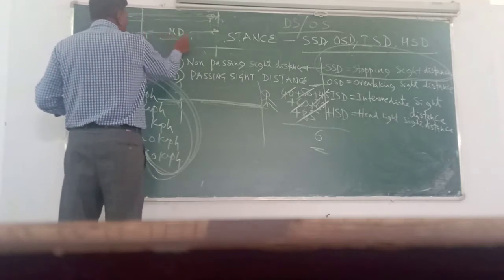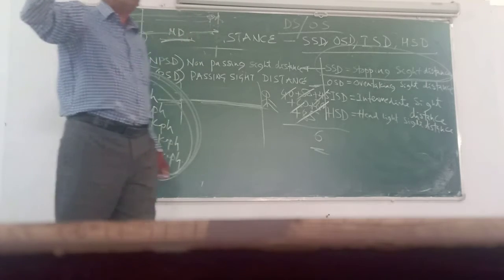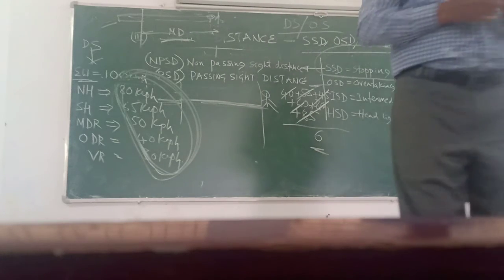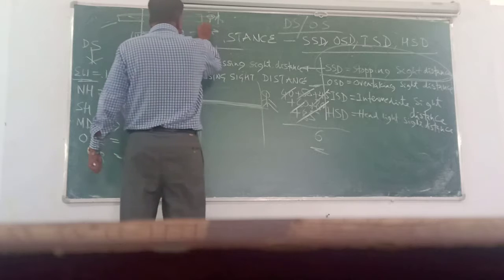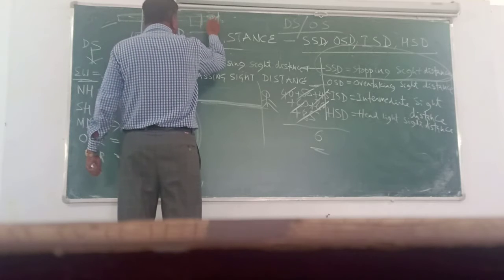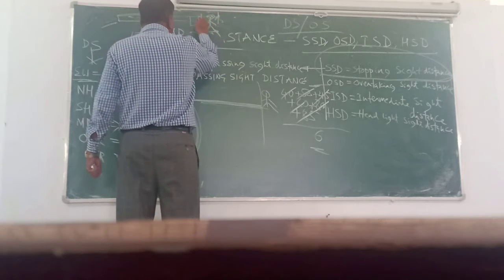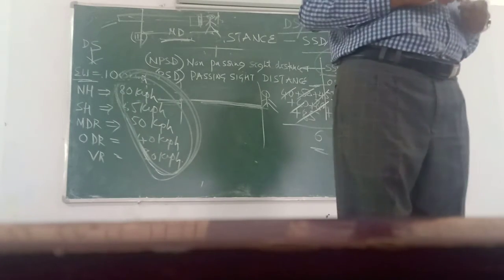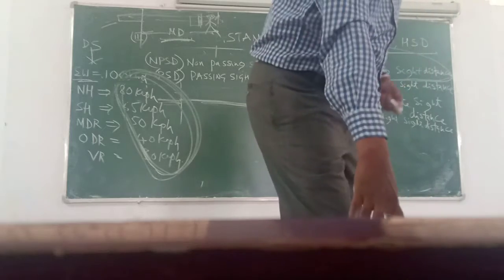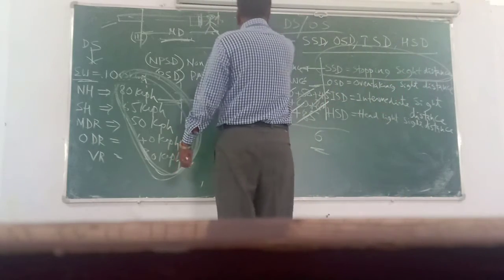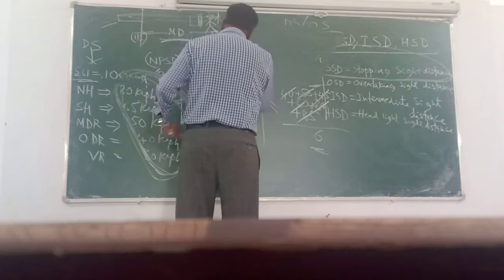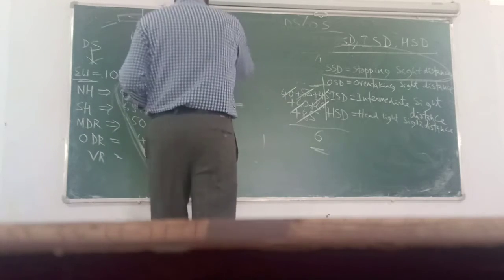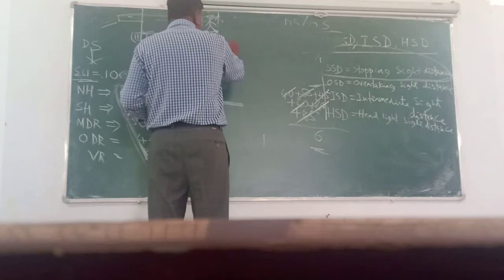A minimum distance required by the driver to stop the vehicle. Where should he stop? He should stop here, before the kid. That distance is known as the stopping sight distance. Again, the stopping sight distance consists of two components. I'm going to tell you the two components, and I'm going to tell the definition of that also.